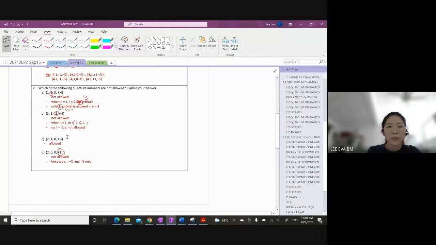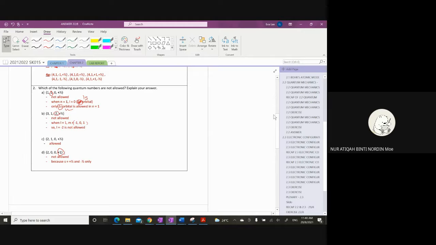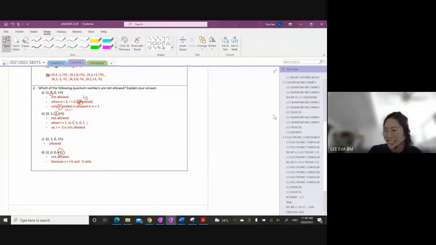Okay, so any question for our question number 2? Madam, for the B one, the last one should be m, right? Yes. Sorry, a lot of typos. This one, so m equals negative 2 is not allowed. Thank you very much.